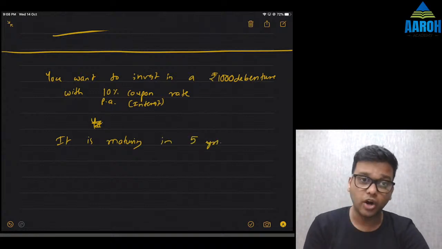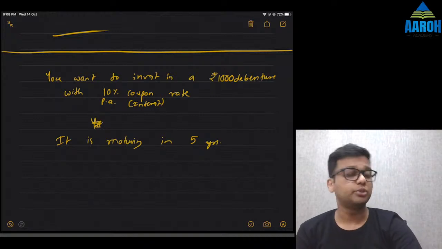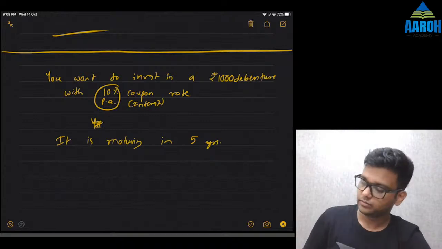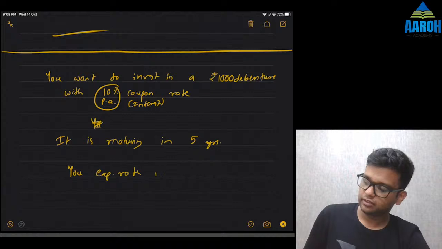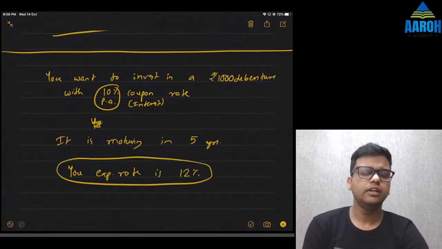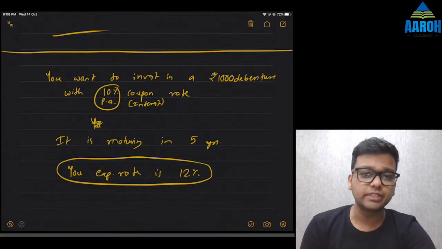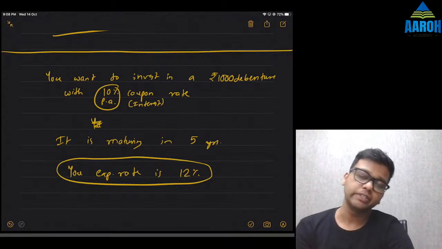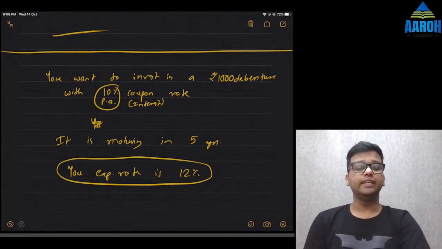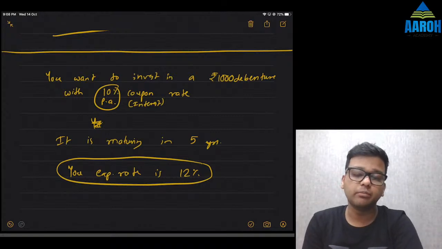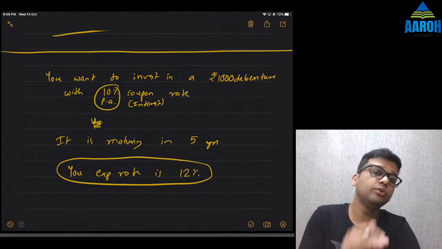So you want to invest in this bond, that is debenture, which is maturing in 5 years and which is going to pay you 10% interest per annum. Now your expected rate is 12%. Debenture is giving you 10% interest, but you want 12% interest. Obviously, you want 12% interest. Is the debenture giving you 12% interest? Tell me. No, debenture is giving you only 10% interest.